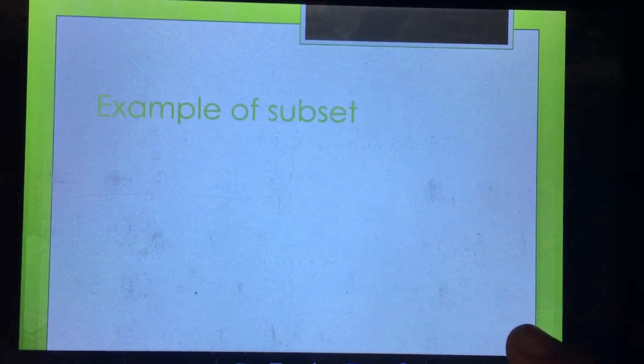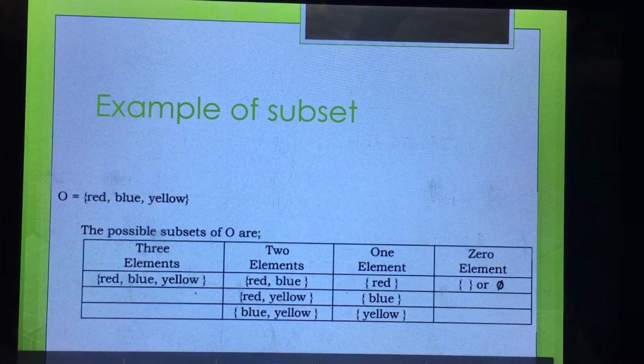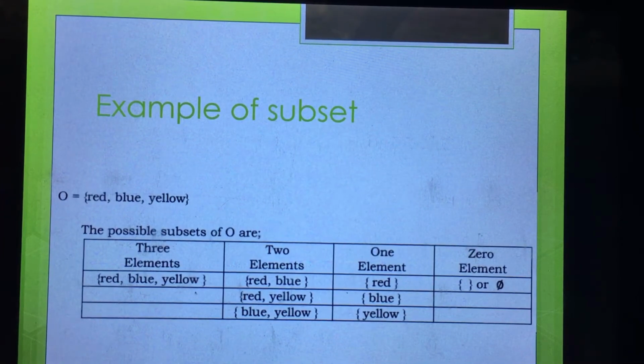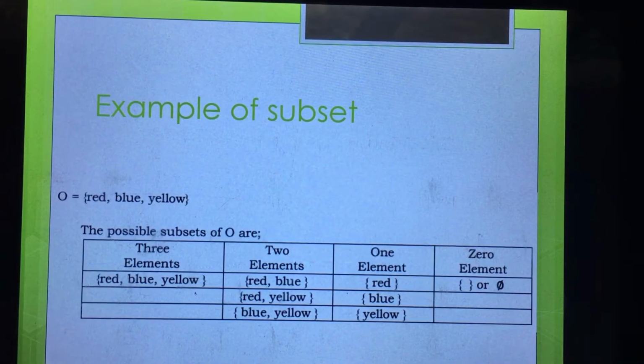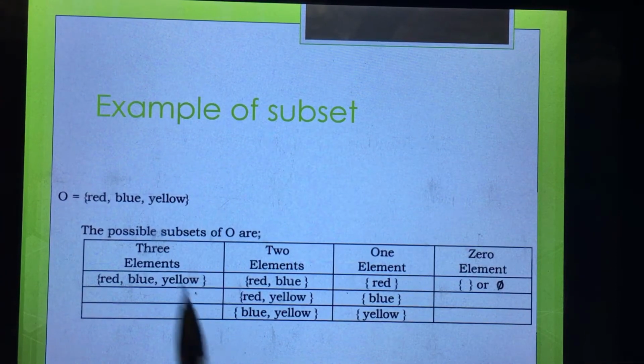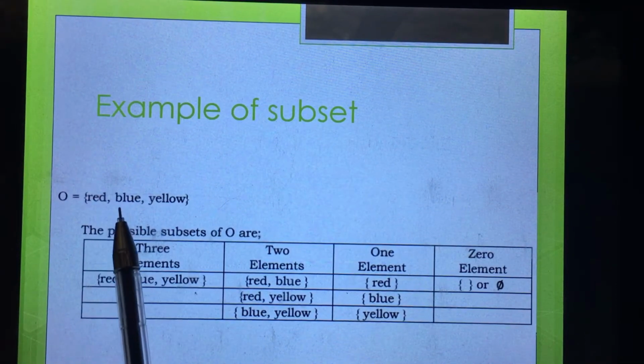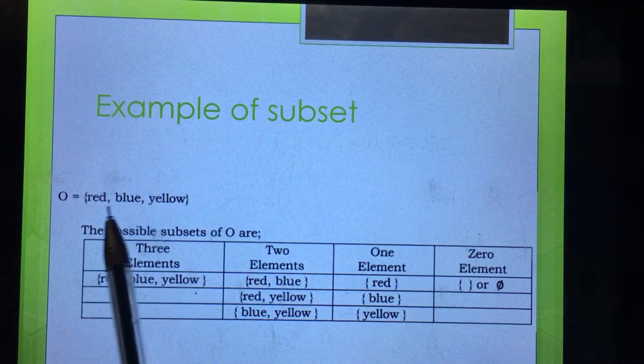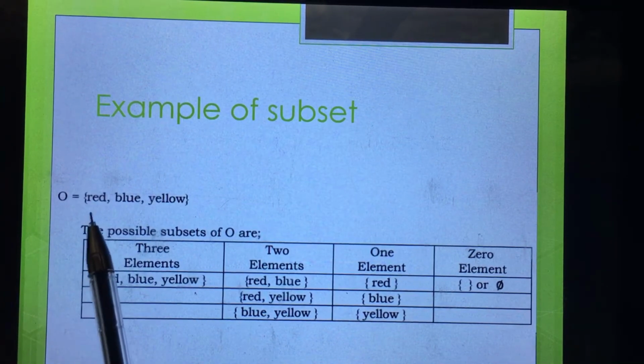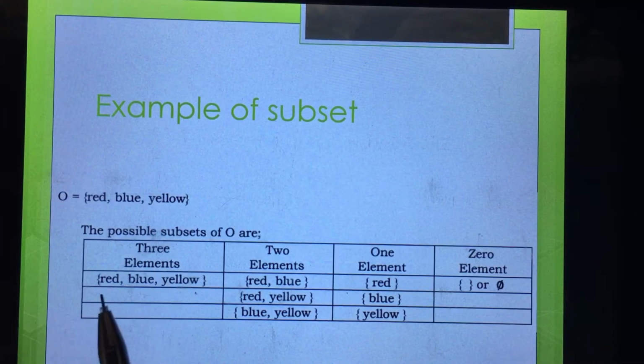What about this one? For set O, has the elements red, blue, and yellow. So, for the 3 elements, we have the red, blue, and yellow, or blue, yellow, and red, or yellow, blue, and red. So, either of the 3 is correct. For the 2 elements, we have red, blue, blue, yellow, yellow, red. For 1 element, red, blue, and yellow. For 0 element, we have the null set.